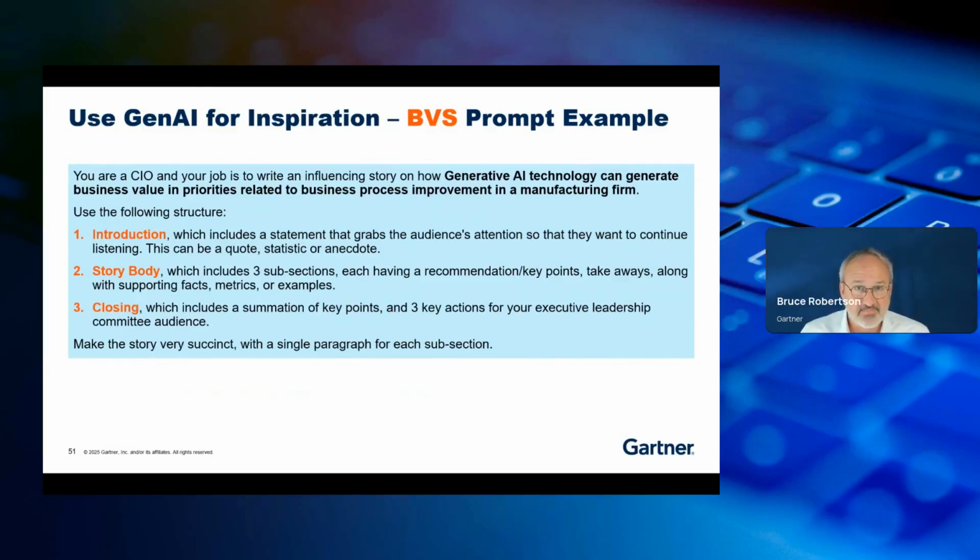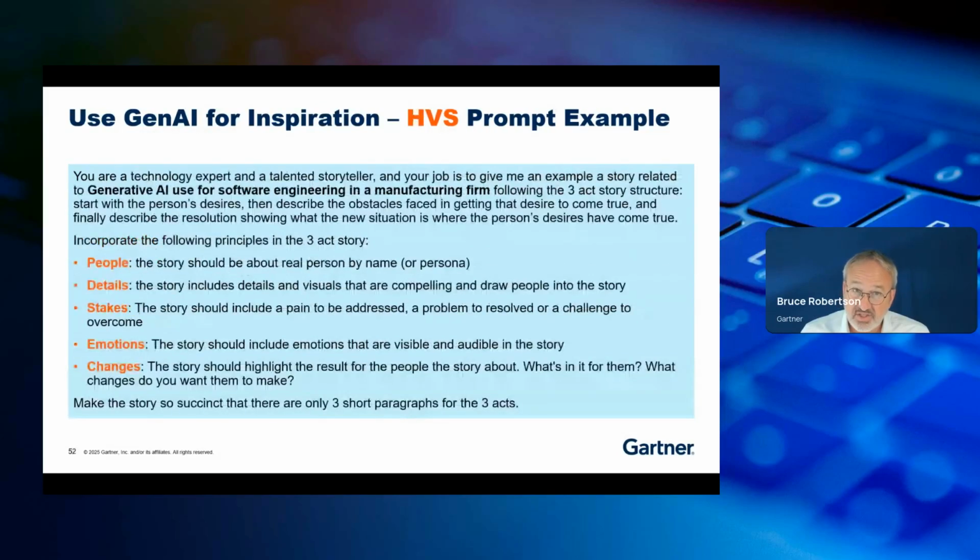It's very verbose. Now, for the HVS, the human value story, you can see I'm doing the same kind of thing, setting up the prompt. And then I'm saying, look, follow the three-act story structure, and then make sure you've got people, details, stakes, emotions, and changes in it. And then, of course, as usual, make that way more succinct.